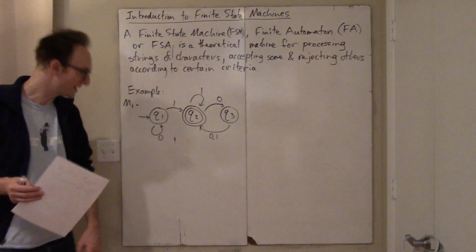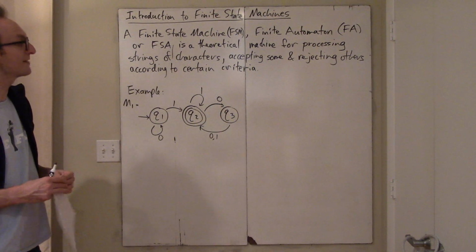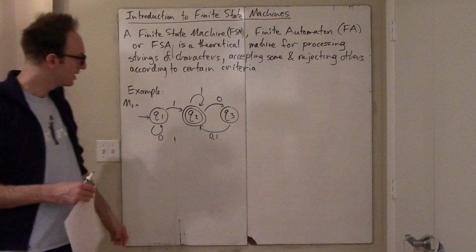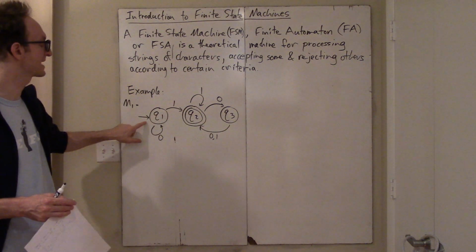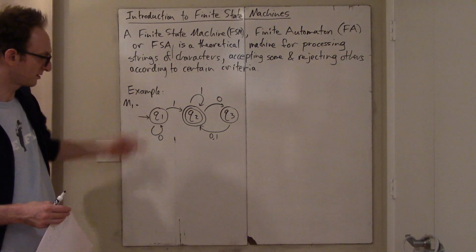I don't know if that was helpful at all. Let's look at the example. Maybe we should have gone straight to that. Here we have a machine with three states. State Q1, Q2, and Q3. Q1 has been designated as the start state. And like I said, because there's a little arrow here or whatever.